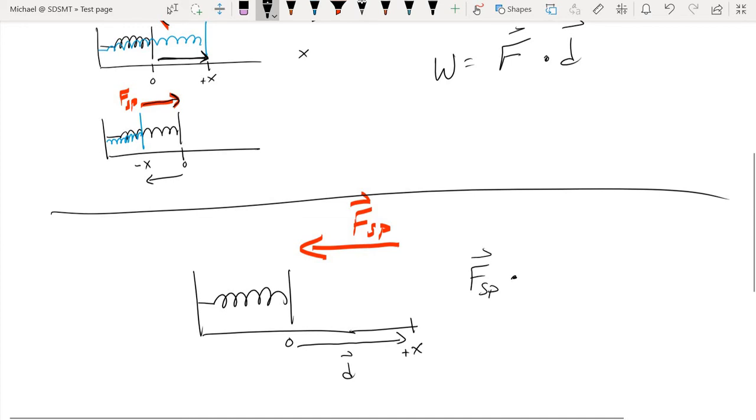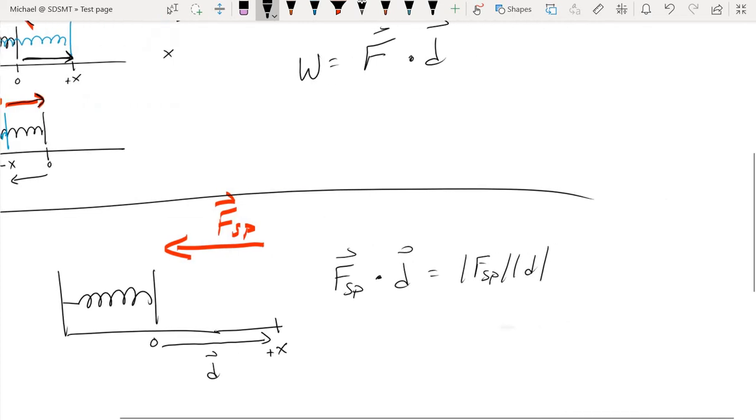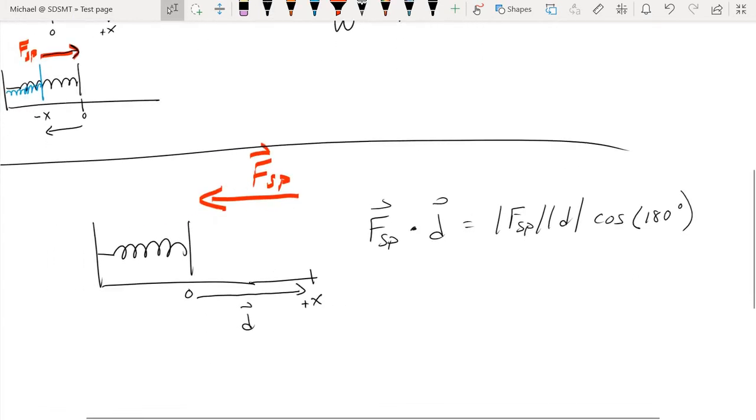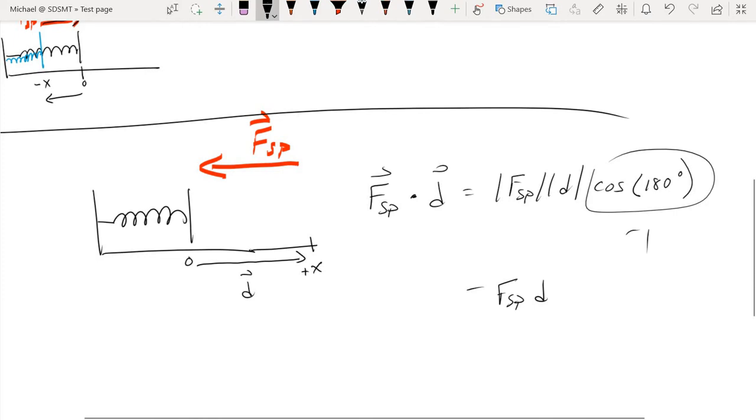If we plug this into our dot product relationship, well, magnitudes aside, the angle relationship between these two vectors, as we move the spring away from equilibrium, is 180 degrees. Displacement is pointing to the right, force is pointing to the left. And that's going to result in a -1. And so does that just mean that we have negative times the value of the magnitudes?